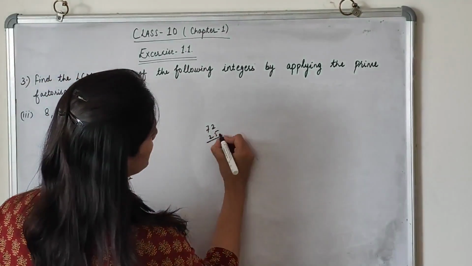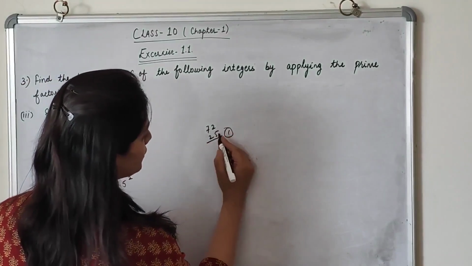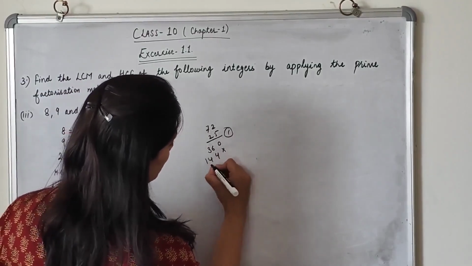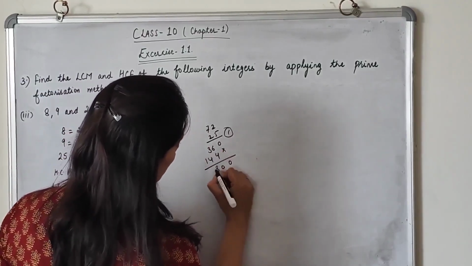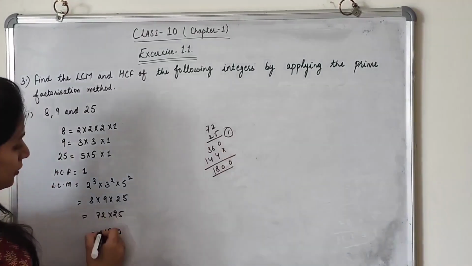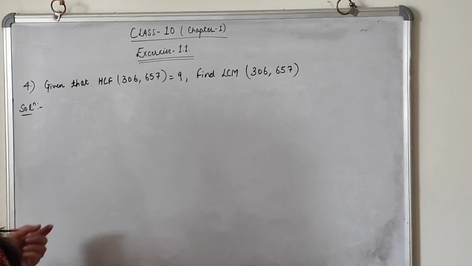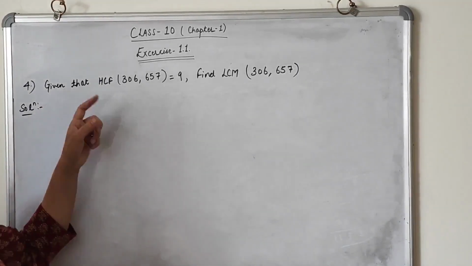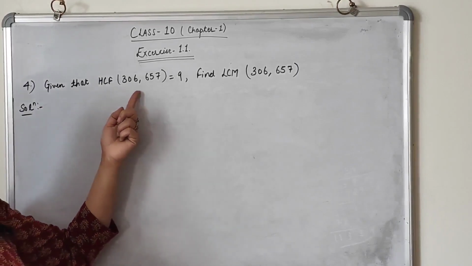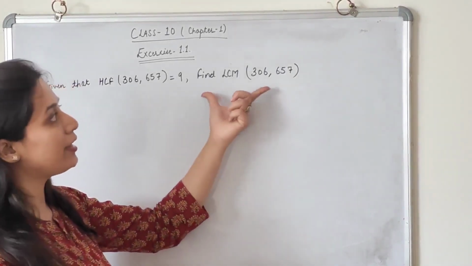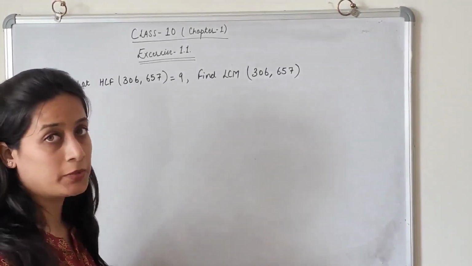72 into 25: 5 2s are 10, 7 5s are 35, 36. 2 2s are 4, 7 2s are 14, 0. Our answer is 1800. So here is question number 4. Given that HCF of 306 and 657 is 9, you have to find the LCM of these two numbers.